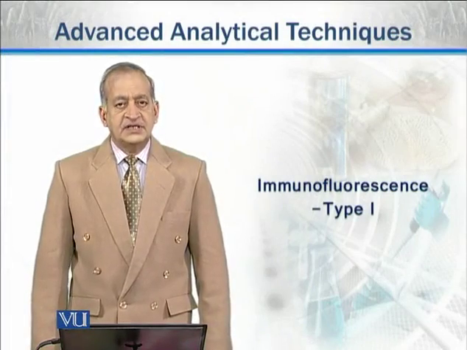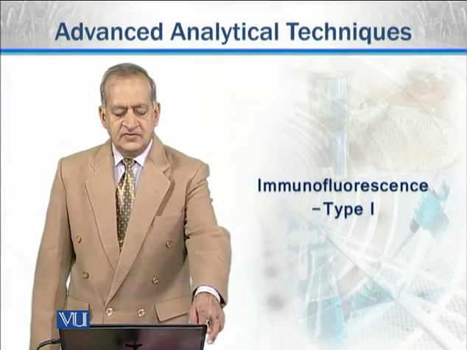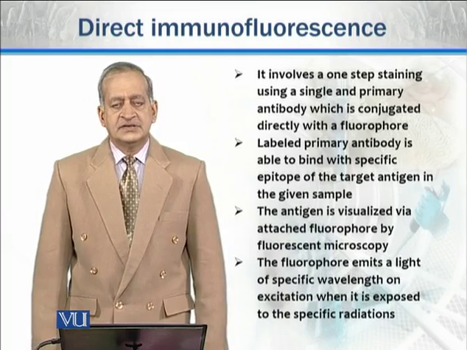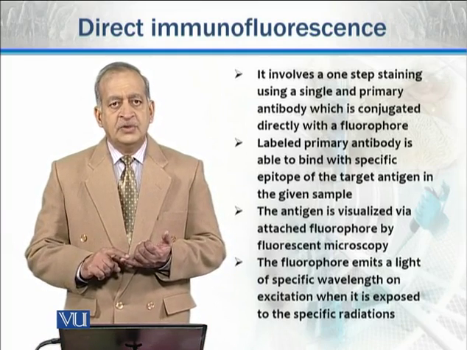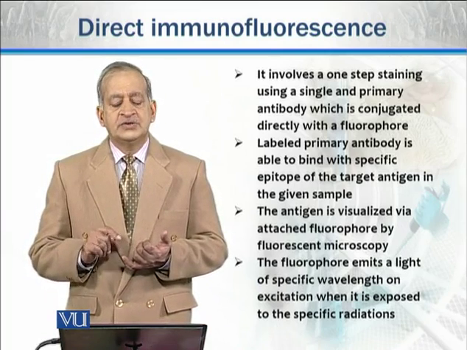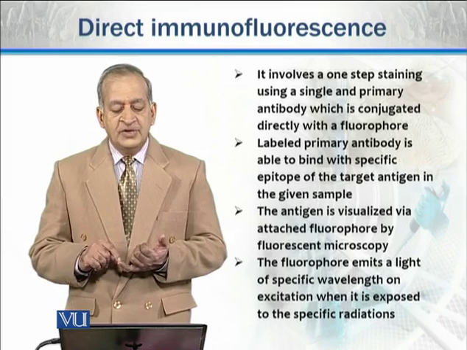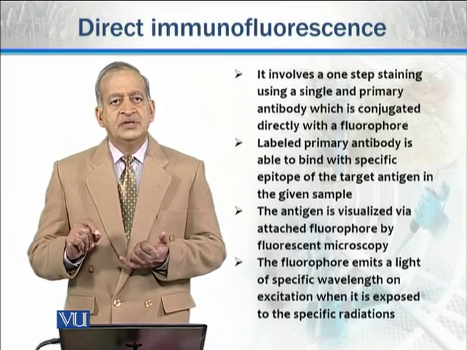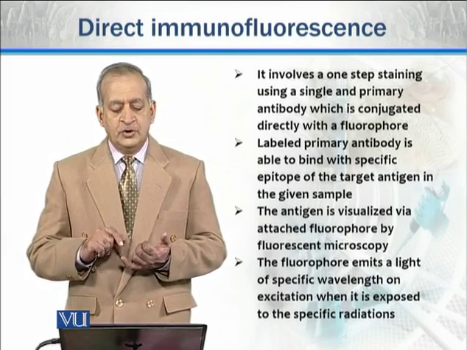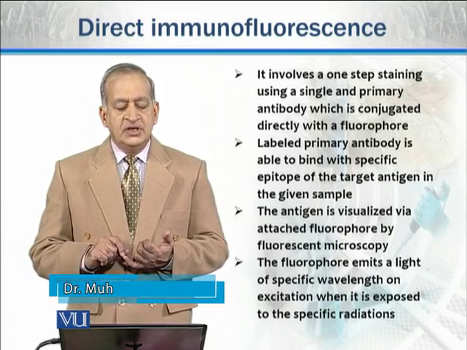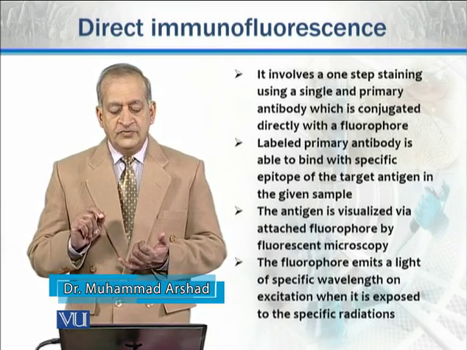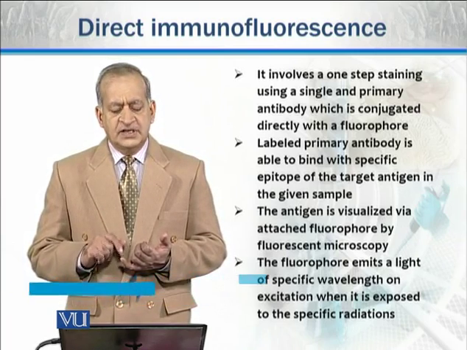Okay, next we will discuss types of immunofluorescence, and first of all, type 1. This is direct immunofluorescence. When we are using direct immunofluorescence, it means there is one-step staining using a single labeled primary antibody. And when we say labeled primary antibody, it means it is conjugated directly with some fluorophore. Labeled primary antibody is able to bind with specific epitope of the target antigens in the given sample.